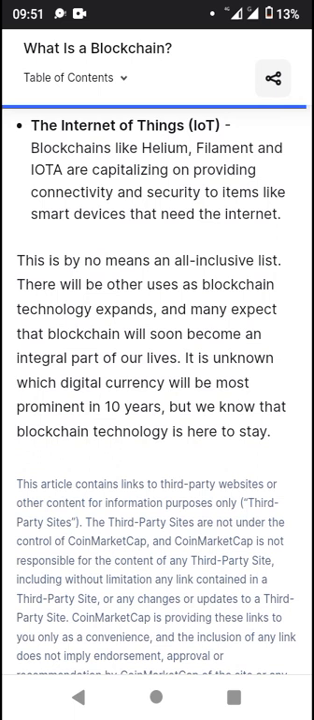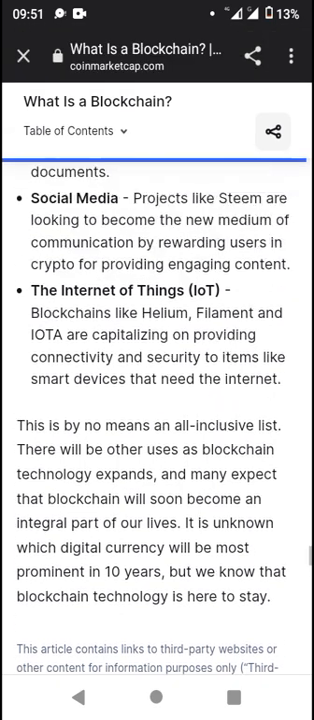There will be other uses as blockchain technology expands, and many expect that blockchain will soon become an integral part of our lives. It is unknown which digital currency will be the most prominent in 10 years, but we know that blockchain technology is here to stay. So guys, that's all we have on this news review on blockchains.